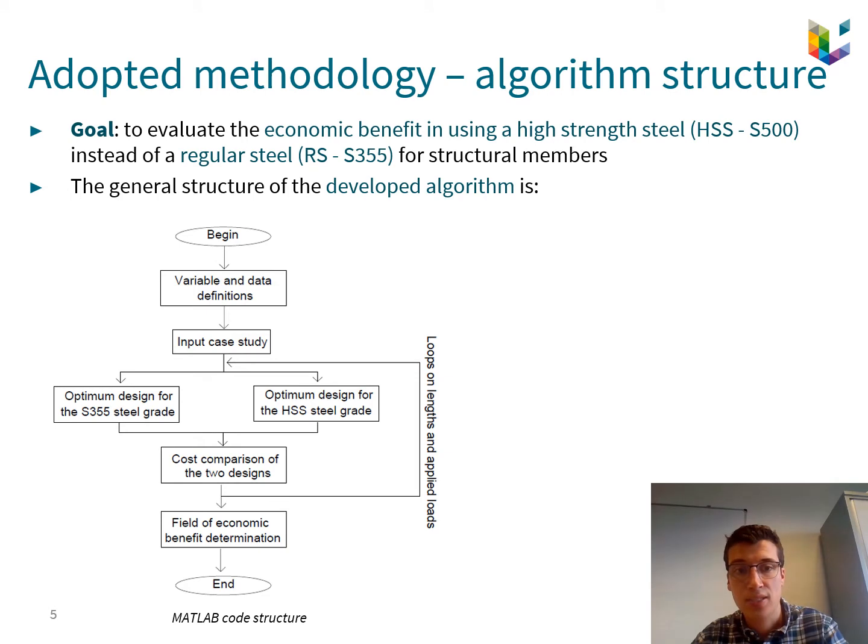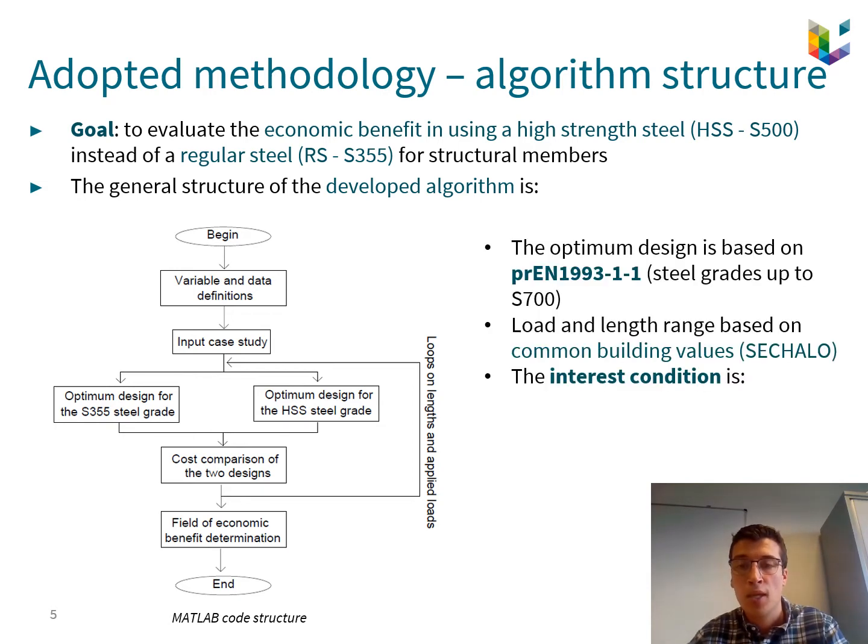The general structure of the developed algorithm is the following. So optimum designs for both the steel grades are performed in parallel. Once it's done, a cost comparison of the two designs is performed, and a field of economic benefit can be determined. The optimum design is based on the new version of Eurocode 3 Part 1.1, which covers steel grades up to S700. Load and length range based on common building values, thanks to an ArcelorMittal project which is called C-Shallow.